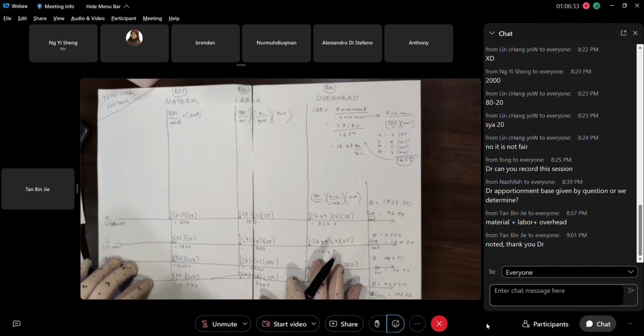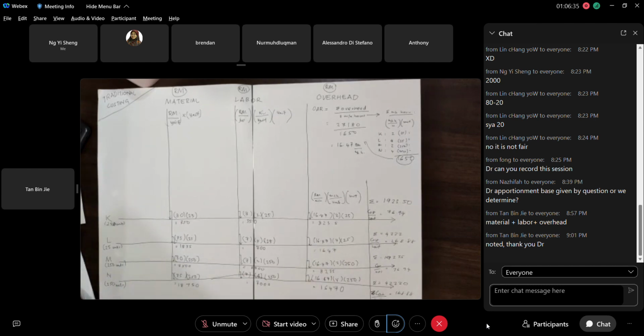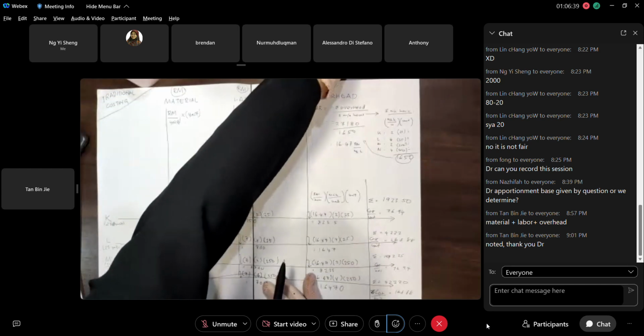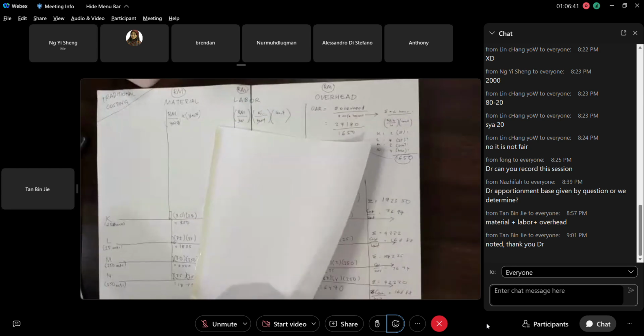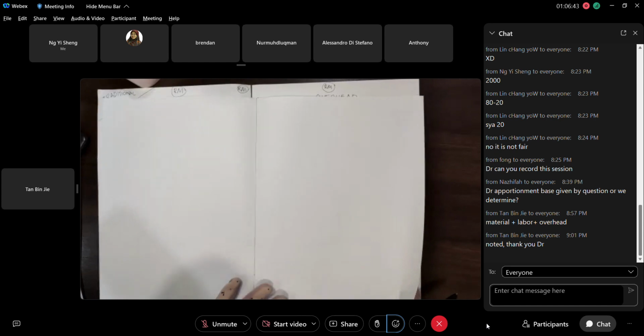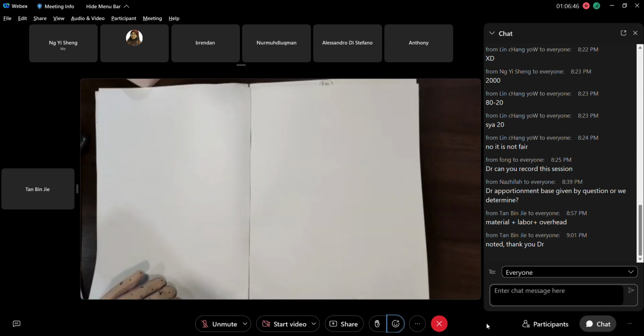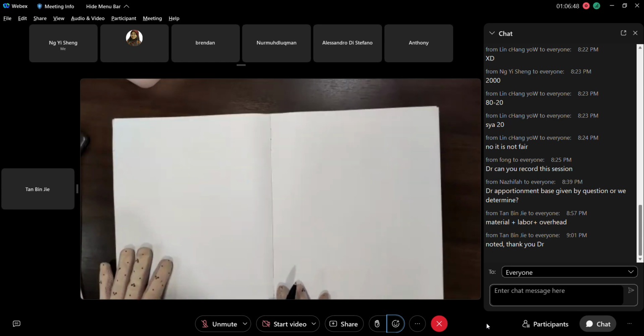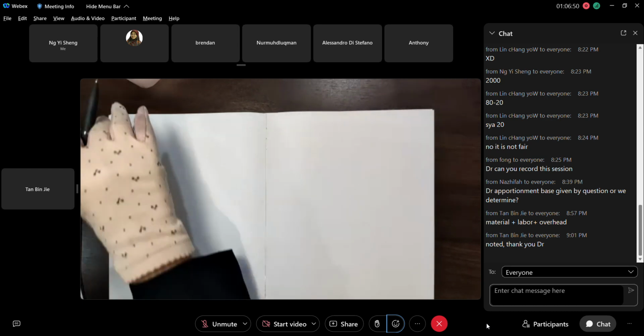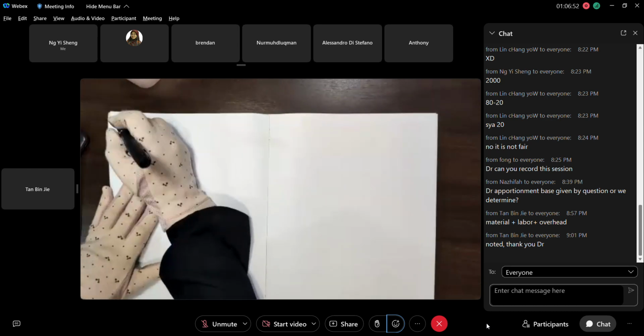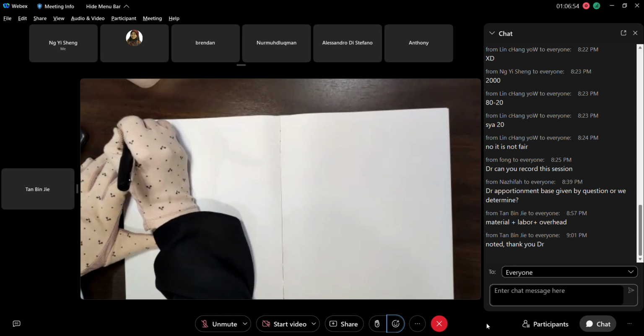Okay, we go to next. It is activity-based costing. Okay, boleh? Kita gerak. Boleh? We go to the last part. It is activity-based costing. Okay, how to solve by using the activity-based costing? Okay, this is ABC.